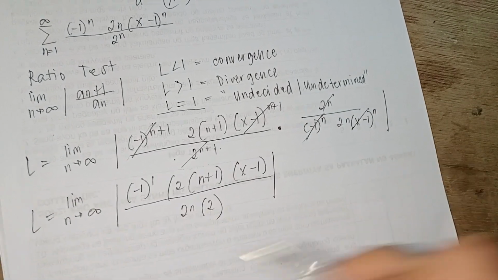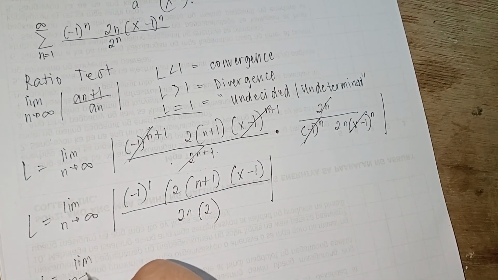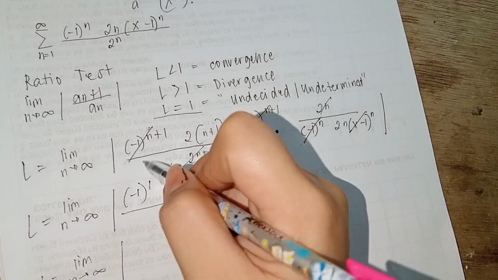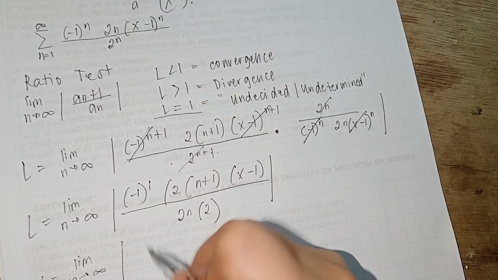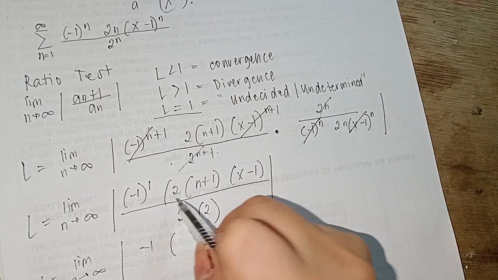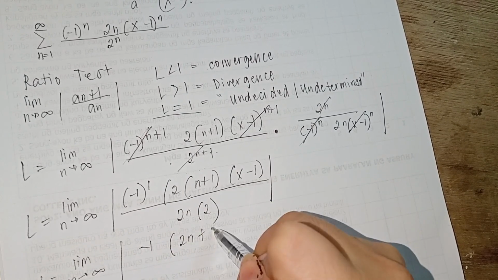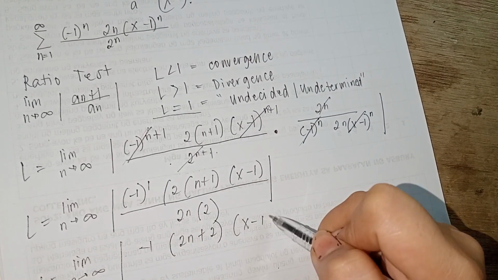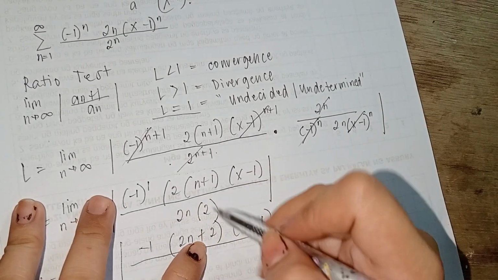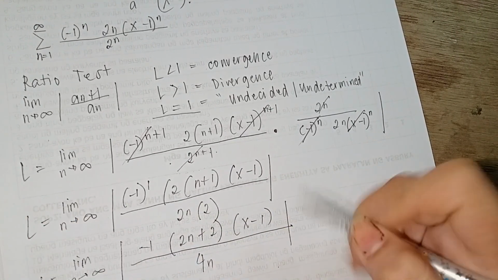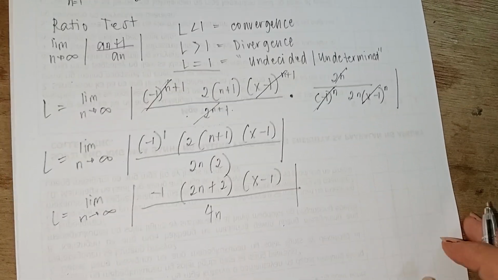So, we'll do the distribution. L is equal to the limit of n approaching infinity. Negative 1 raised to 1 is negative 1, times 2 times n is 2n, plus 2 times 1 is 2, times copy x minus 1, over 2n times 2, which is 4n. So, that's it.